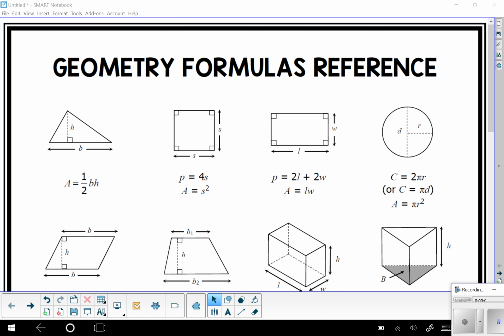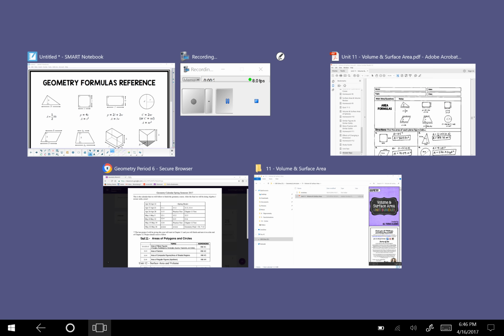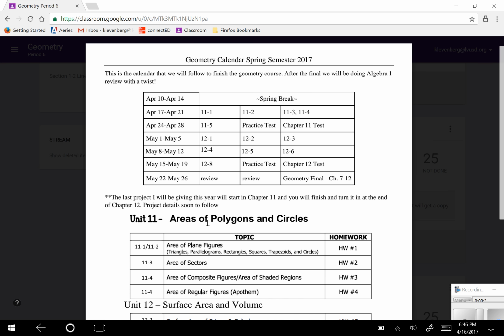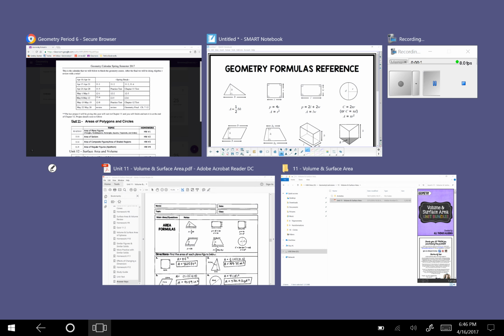Okay, so for this next chapter, we are going to do half of it for chapter 11 and half of it for chapter 12. So your notes are going to be broken into two sections. As you can look at the calendar, let's see if I still have the calendar up. I do. Hopefully you can see this. Go back to your calendar, you can see how I've sectioned it off.